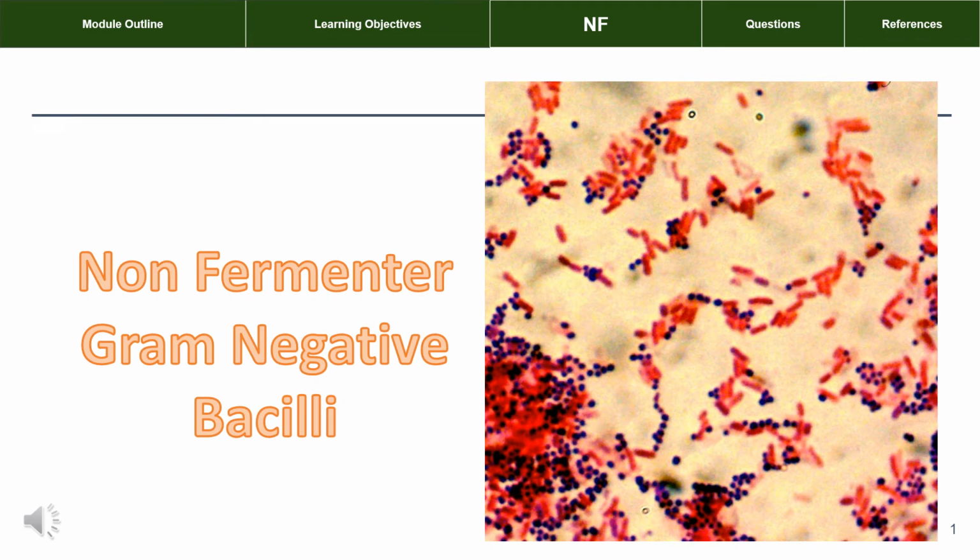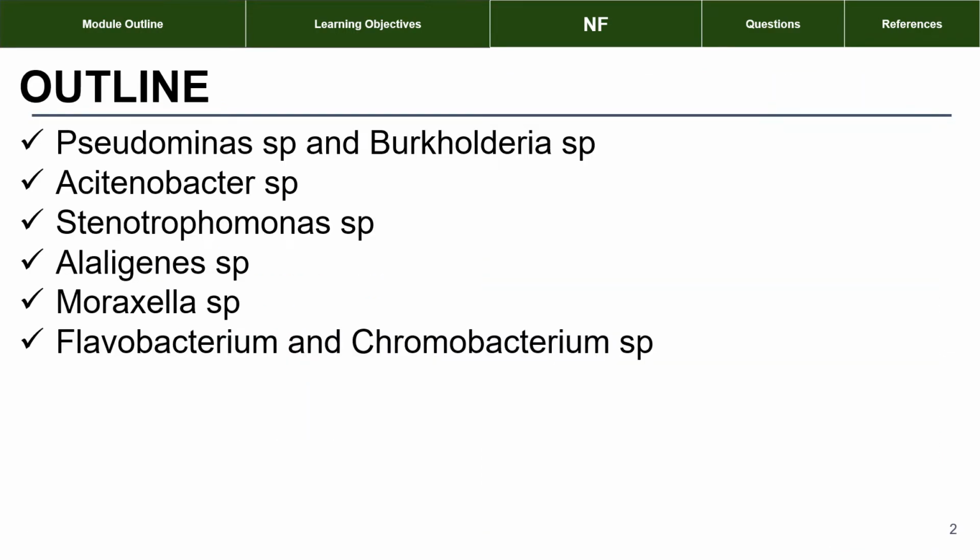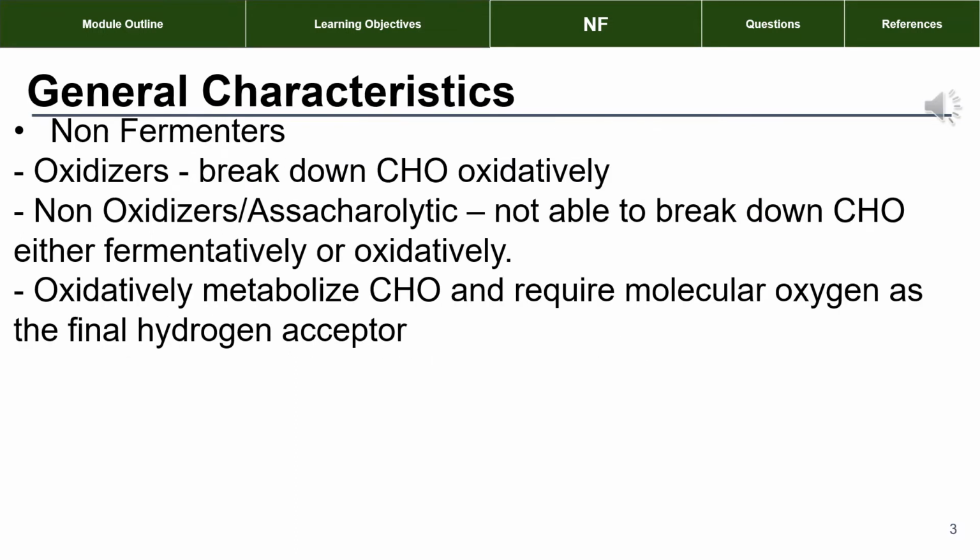Now we will be talking about your non-fermenter gram-negative bacilli. The general characteristics is that they are non-fermenters, so they are oxidizers. They break down carbohydrates oxidatively. And for non-oxidizers or asaccharolytic, they are not able to break down carbohydrates either fermentatively or oxidatively. So, oxidatively metabolize carbohydrates and they require molecular oxygen as the final hydrogen acceptor.